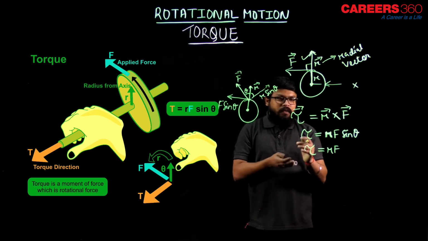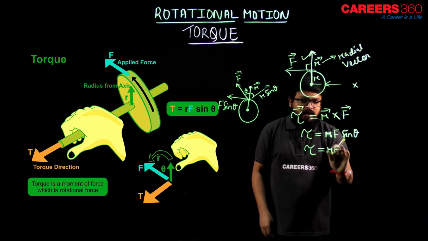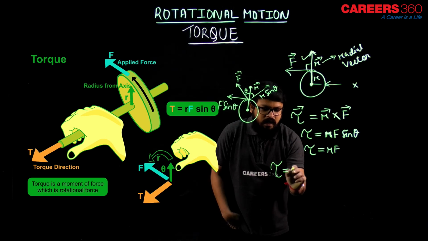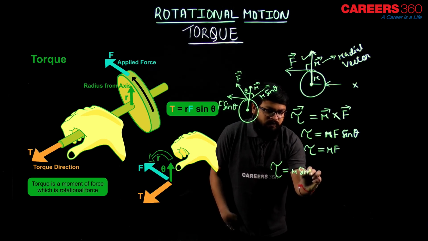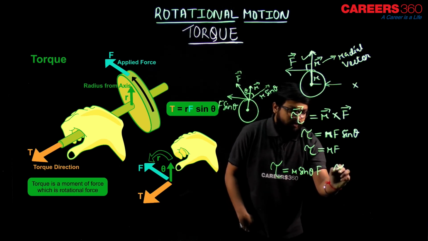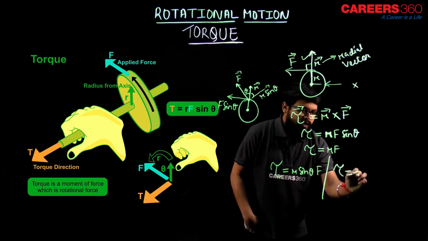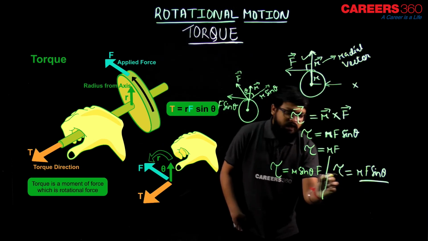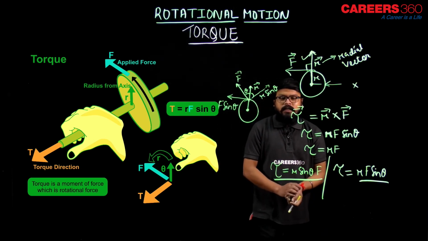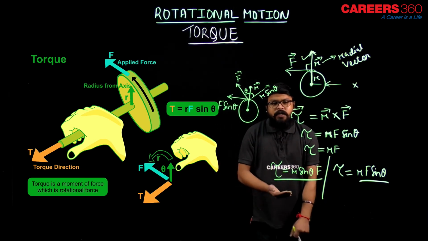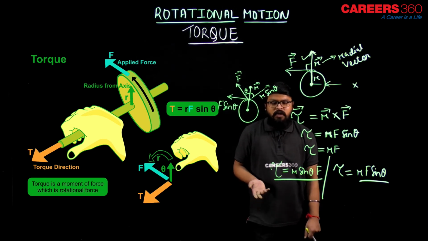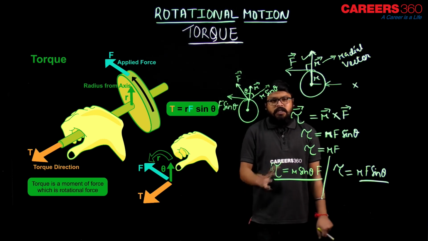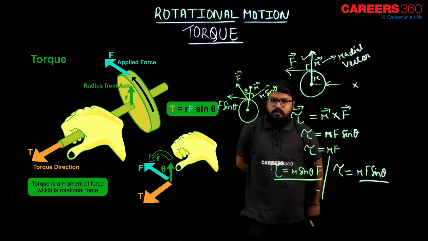So either you can write it as r F sine theta, or I will give you the clarity, either you write r sine theta times F, or you write tau equals r F sine theta. Both are correct. That is, either the sine component of r must be perpendicular to F, or the sine component of F must be perpendicular to r. In both the cases, you get the same thing. I hope that is clear to you.